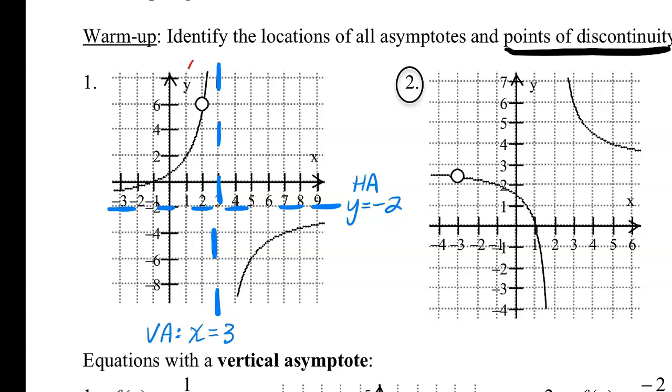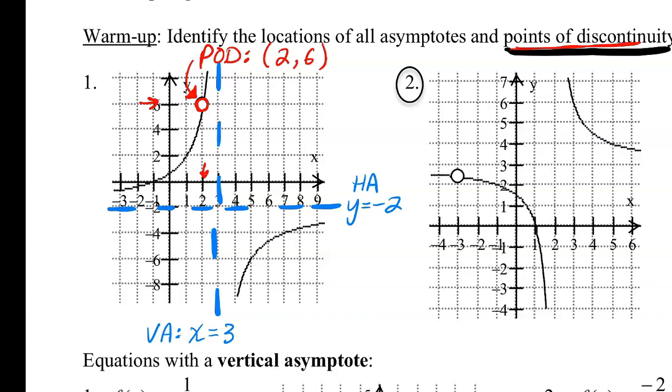And also, you'll notice this circle right here. This is called a point of discontinuity. So an asymptote is a very large, unfixable discontinuity in a graph. But anytime you have a point of discontinuity, we abbreviate that POD, point of discontinuity, and it looks like the point is at 2, 6. So the x-coordinate 2 and the y-coordinate 6.